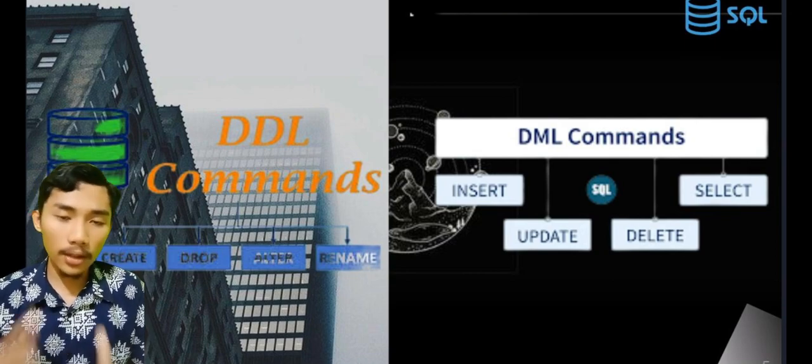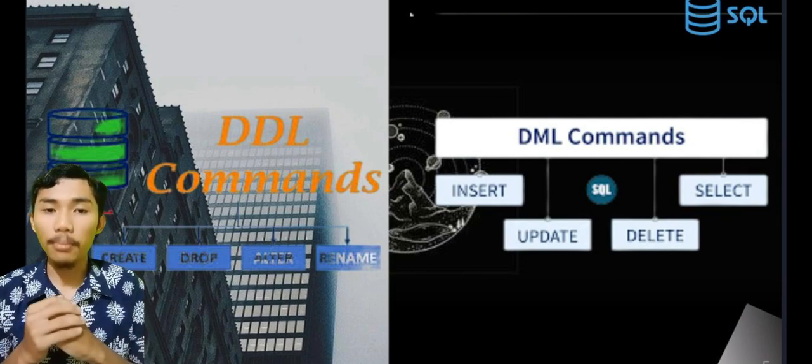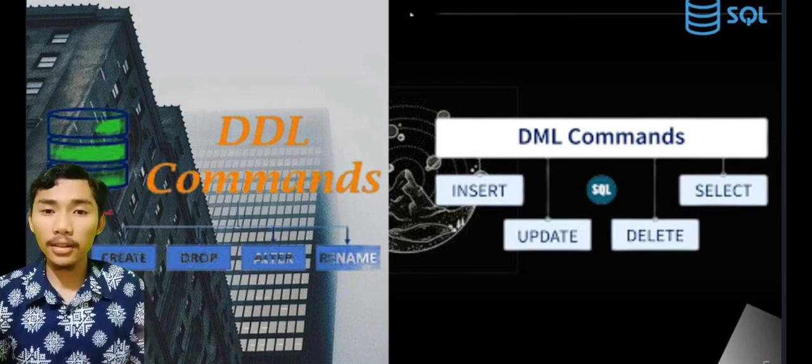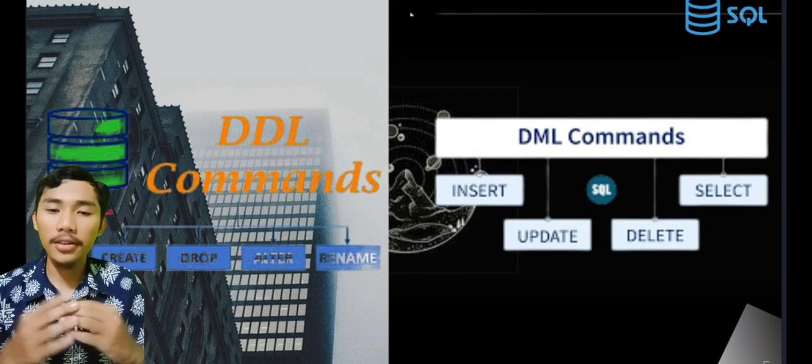So everyone, the first is create. The function create is used to make something new. For example, create table makes a new table in the database. The second is alter. The function is used to modify something existing. For example, alter table changes an existing table. And the third is drop. The function is to delete something. For example, drop table deletes an entire table and its data. That's a little explanation about DDL.